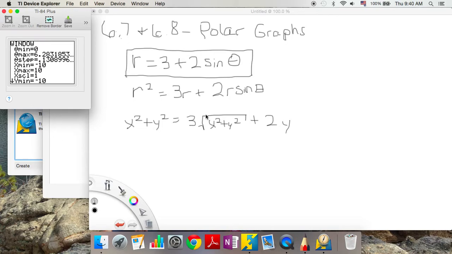So for x, -5 to 5 is probably good. And for y, we can probably go -5 to maybe 8. Let's see how that works. So that works a little bit better. So you can see there on the graph here, it's kind of like an ellipse, but it's a little bit indented. This is called a limacon.